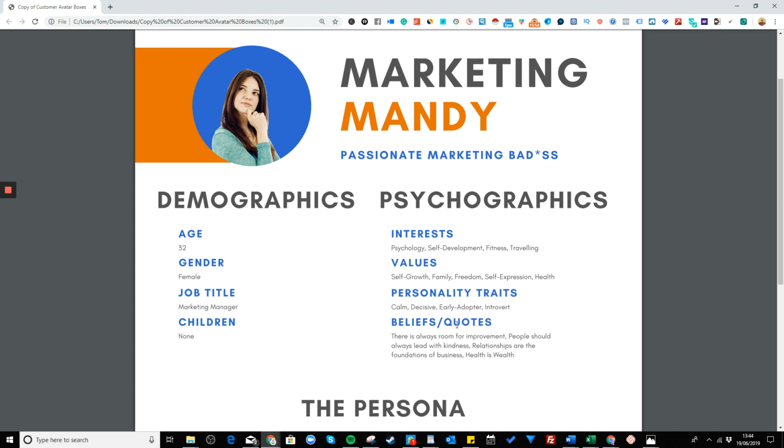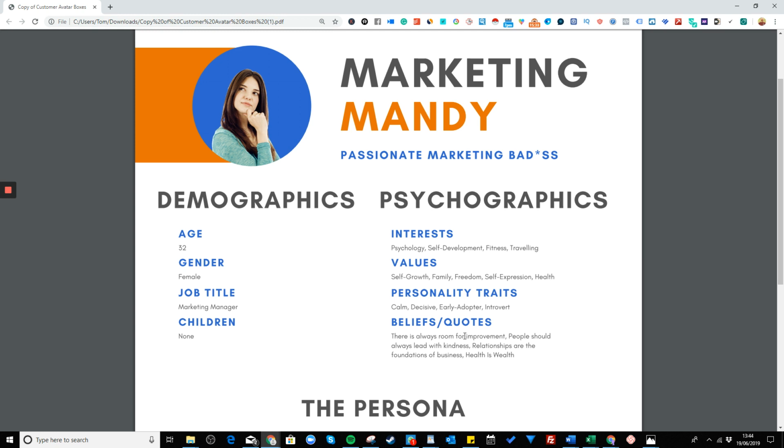Beliefs and quotes. This is a really powerful thing to look at. So just ask yourself, what are some of the quotes and core beliefs about the world that your ideal customer, somebody that you'd really love to work with, might be telling themselves? So for example, there's always room for improvement.